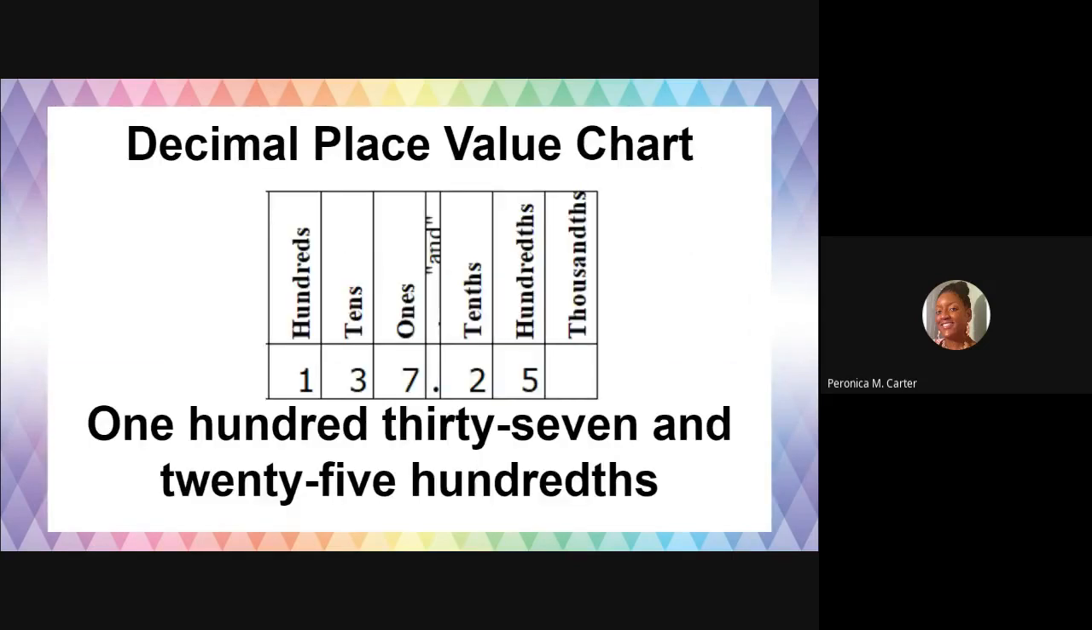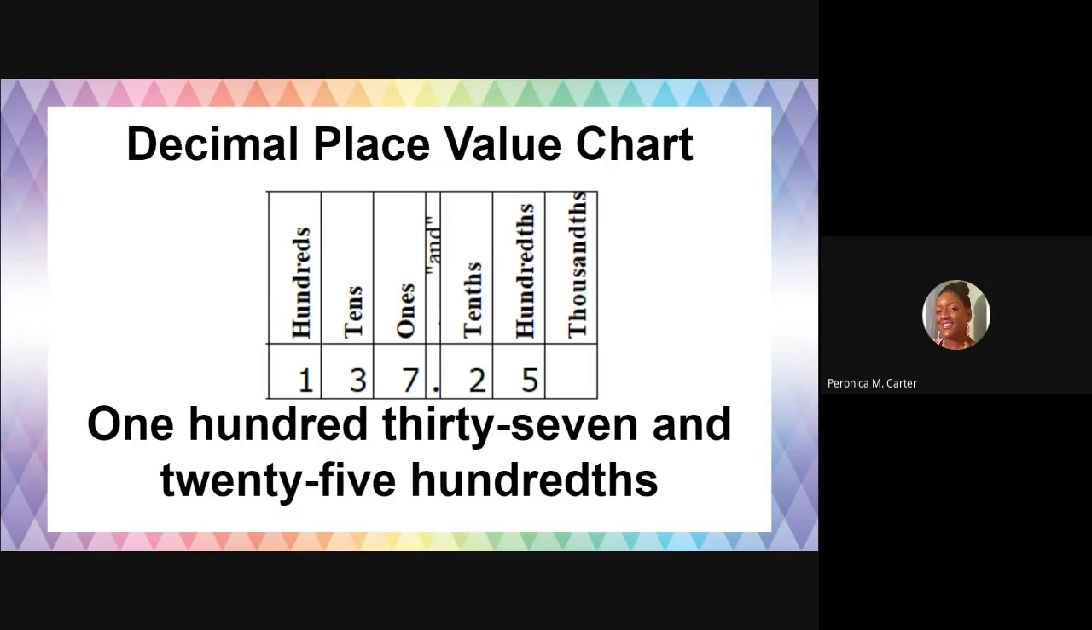Now, let's go back to the basics with decimals. The place value chart is below. This number that's represented is 137 and 25 hundredths. After the decimal, the first place is considered the tenths place. The second place after that is the hundredths place. And so that's a part about the base 10 system. So let's talk about that a little further.